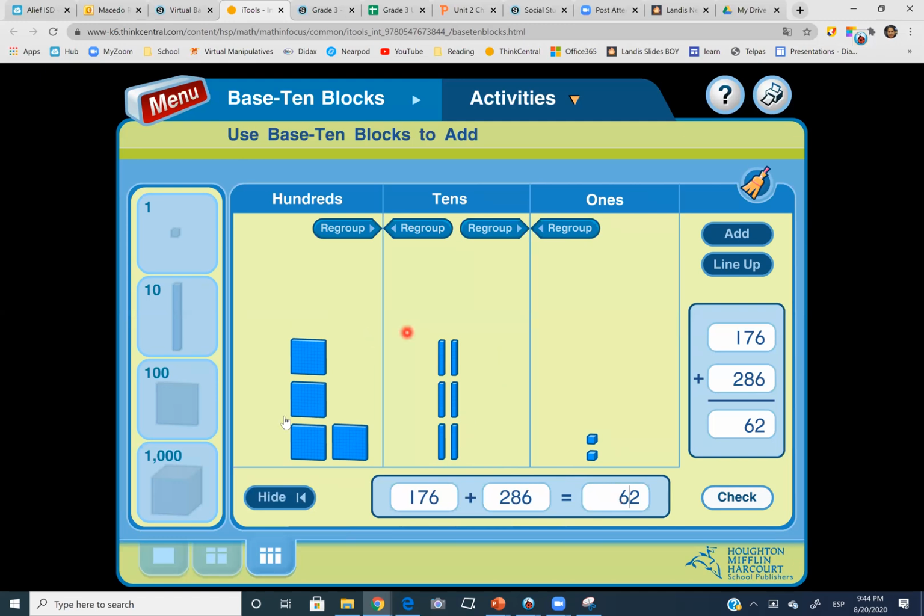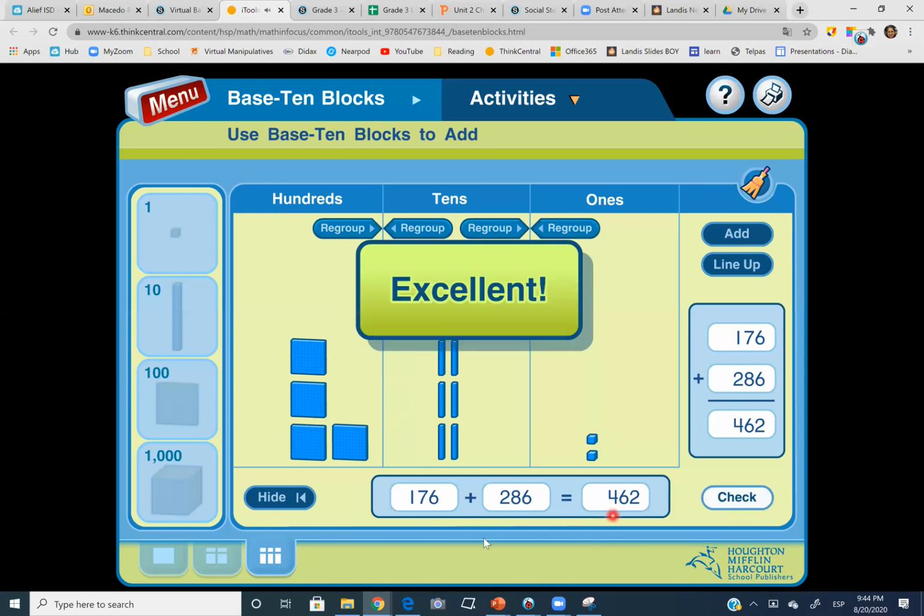We had 2 before, and now we have 4. So let's put that 4 here, because these hundreds we cannot regroup. So my answer is going to be 462. Let's check it. Now let's do that on paper.